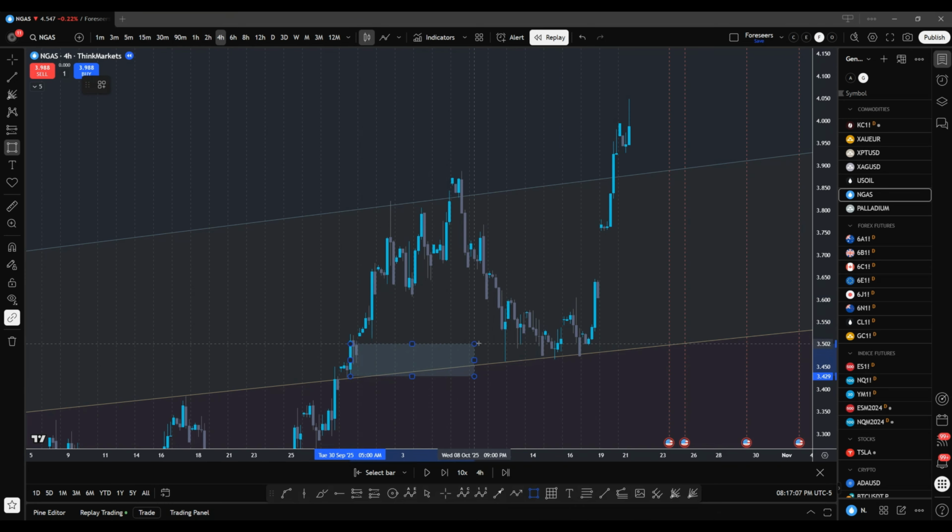And what do you find here? You also find an order block in this area that overlaps with this line. And what does the line do?